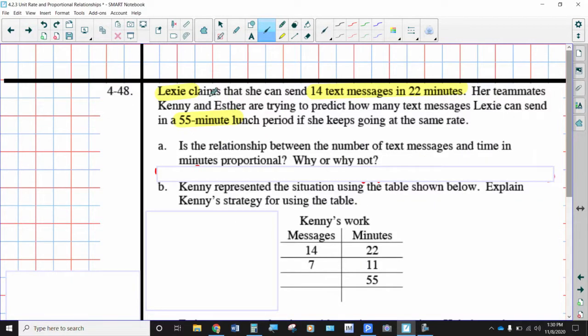All right, let's take a look at this. Lexi claims that she can send 14 text messages in 22 minutes. Her teammates, Kenny and Esther, are trying to predict how many text messages Lexi can send in 55 minutes. Okay, so is this proportional?